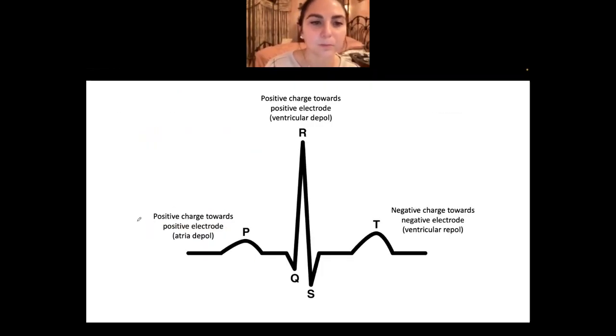Okay. So if we have our little EKG diagram, we talked about how this is atrial depolarization. You can think of atrial depolarization as positive charges moving towards a positive electrode. QRS, ventricular depolarization, this is positive charges moving towards a positive electrode. And then for our T wave, which is ventricular repolarization, you can think of that as negative charge moving towards a negative electrode. Okay, so kind of thinking about what all these little deflections mean in terms of the movement of the charges.